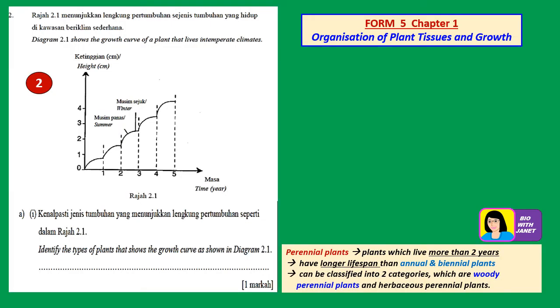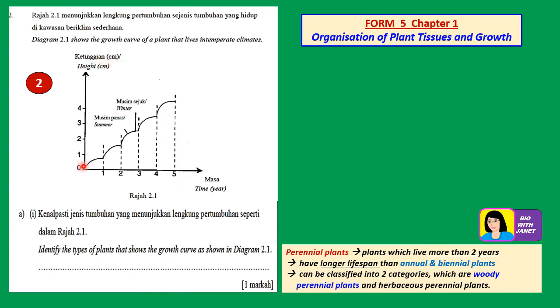Question 2 is based on Form 5 Chapter 1 contents, Organization of Plant Tissues and Growth. Let's read the question. Diagram 2.1 shows the growth curve of a plant that lives in temperate climates. All right, and you have to identify the type of plant that shows the growth curve as shown in diagram 2.1. All right, so analyze the graph first. It shows the height against the time in years.